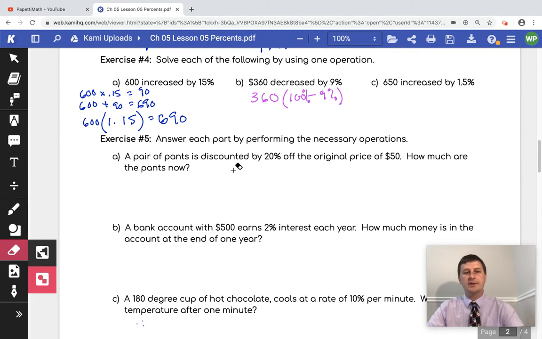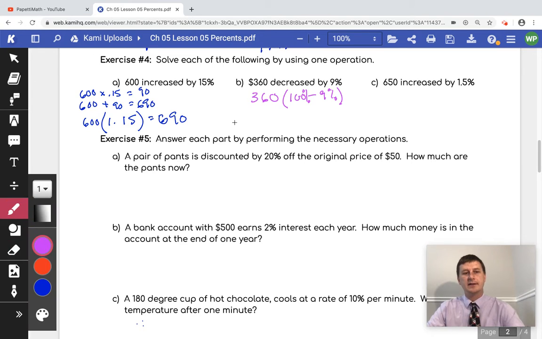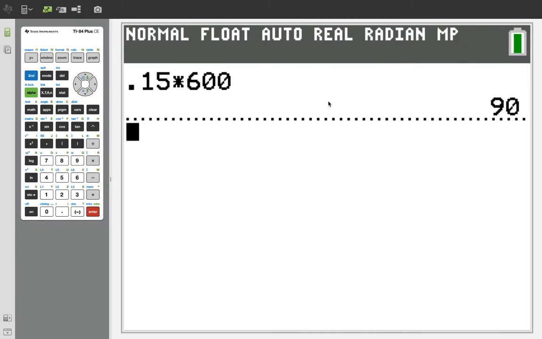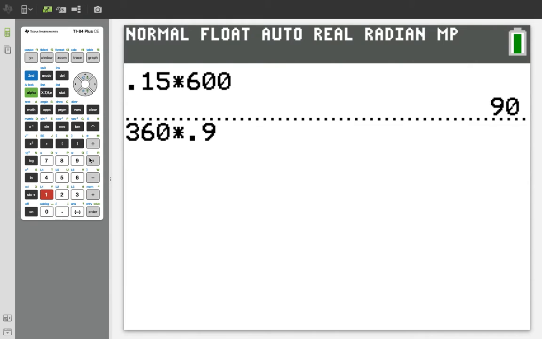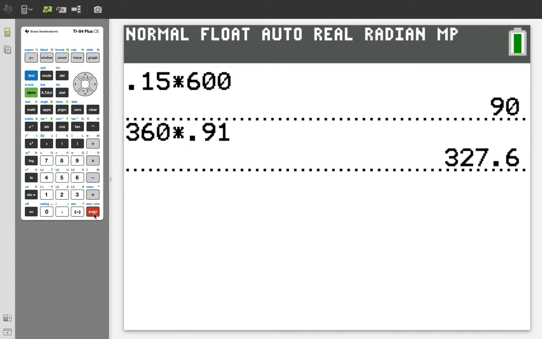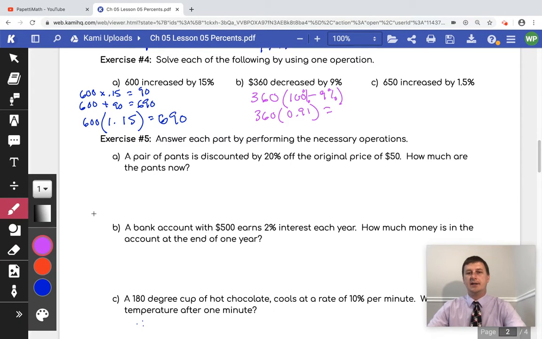But what's 91% as a decimal? That's going to be 0.91. And again, we're multiplying by what we want to be left over. So this is using one operation here. We have 360 times 0.91, which gives us our final answer of 327.6. But let's remember our units here were dollars.